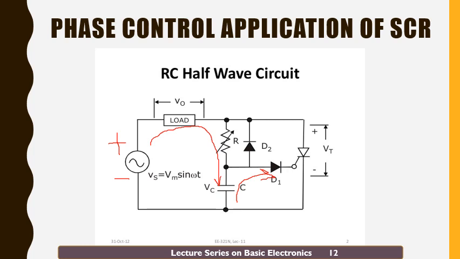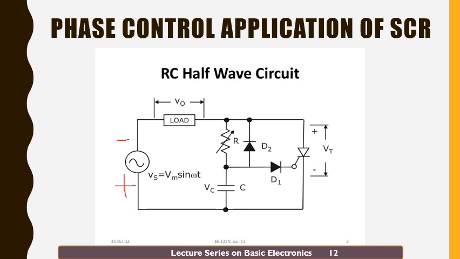The next scenario is, I'll just reverse this so that the direction of the current and the voltage can be seen. When I reverse this polarity, the negative voltage is applied to this diode, so it is forward biased, and this thyristor is reverse biased.